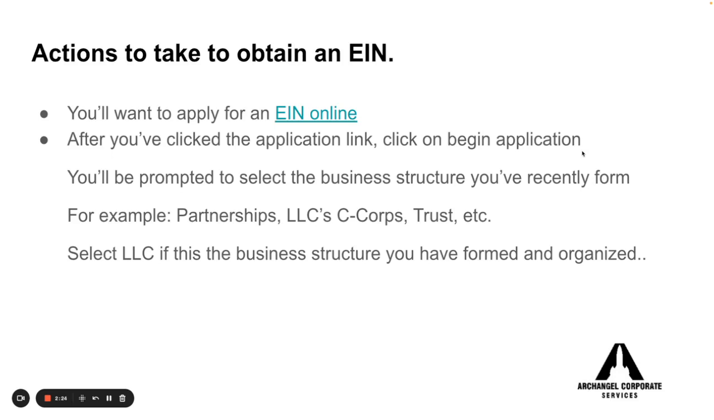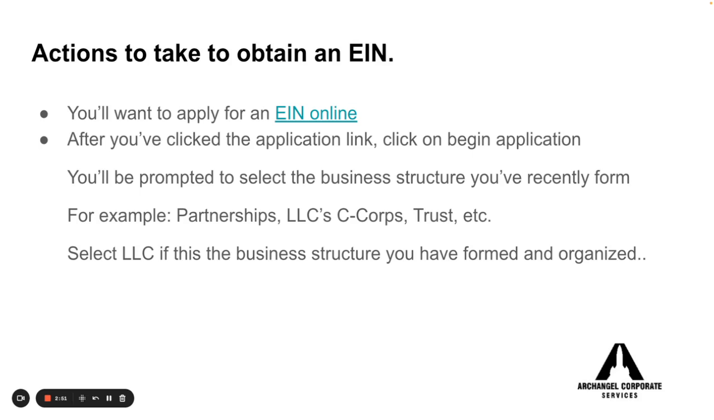Actions to take in order to obtain an EIN. This is where I was referring to being able to obtain an EIN yourself. There's a link here in this slide that will take you directly to the irs.gov website to apply for that EIN yourself. After you have clicked the application link, you'll click on that opening page there. There will be a begin application tab, probably towards the bottom.